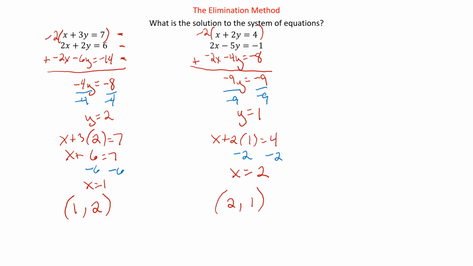You could have gone the harder way and multiplied the top equation by 5 and the bottom equation by 2. It would have eliminated the y's first, and you could have solved for x. You'd get the exact same thing. All right? How about another one to try?